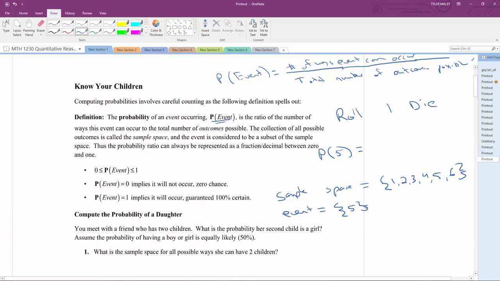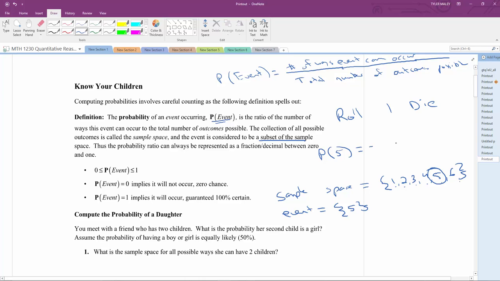So being a subset, notice it says the event is considered to be a subset of the sample, right? So if this is the sample space for you, a subset is, you can think of it as like a smaller group, right? It could be the whole group or like a smaller group, right? So in other words, what things in here make this event true, right? So there's only one possibility of getting a 5, right? I'm only rolling one die, right?